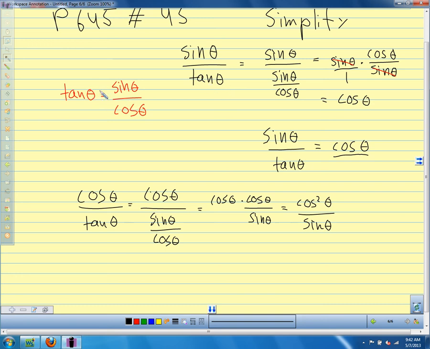Our tangent identity tells us that tangent theta equals sine theta divided by cosine theta. This is the same as that. So where I have that written in my equation, I can just write that whole thing. So tangent theta is the same as sine theta divided by cosine theta. Those are the exact same thing. So I just substituted that into that fraction. That's where that came from.